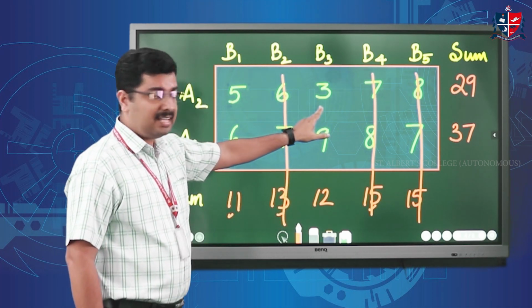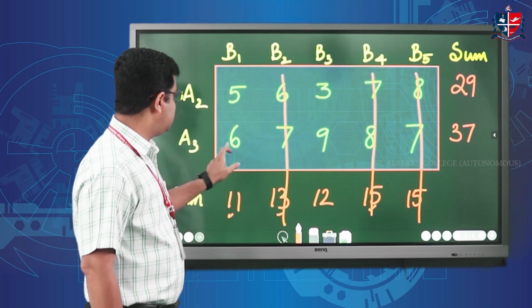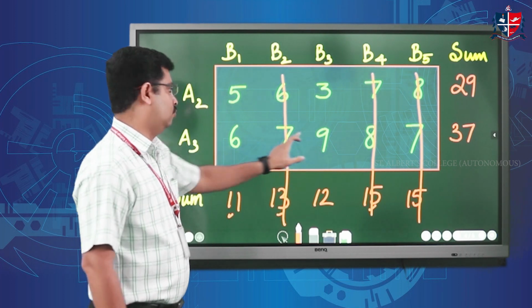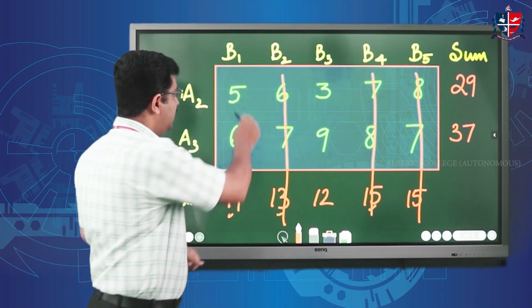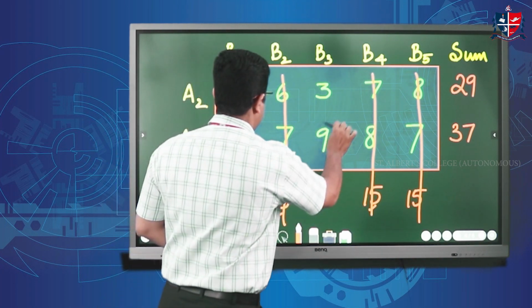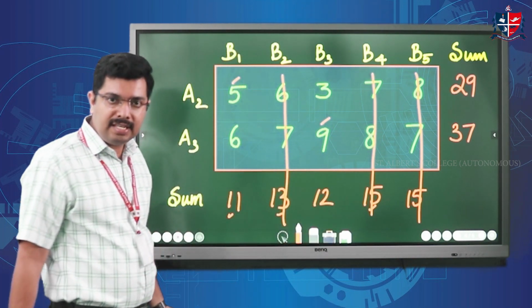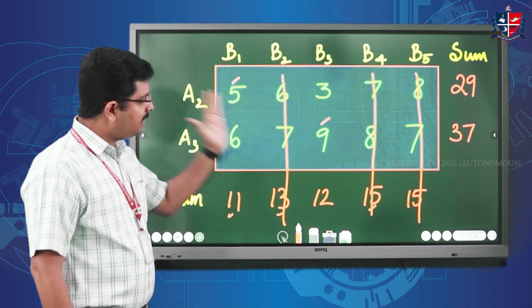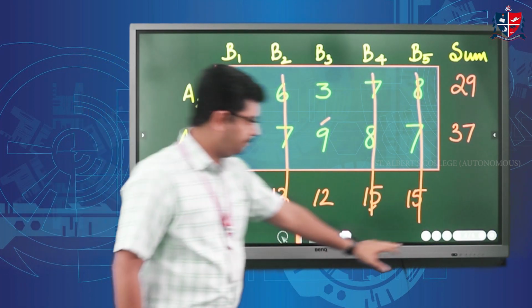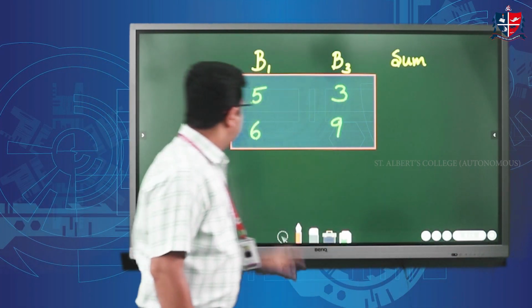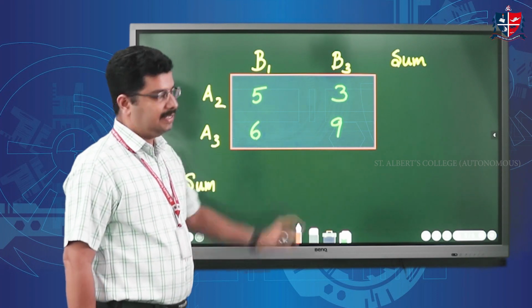5 and 3, 5 is dominating, 6 and 9, no, 9 is dominating. Here 5 is dominating, here 9 is dominating. So we cannot proceed further. So let's take it to the next table. So 5, 3, 6, 9.